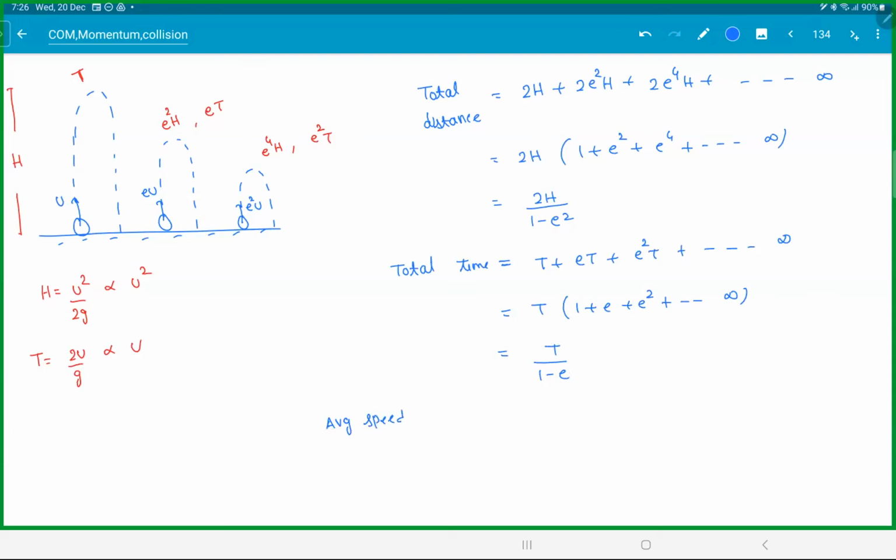So the average speed would be 2h times 1 minus e square by t by 1 minus e. That will be 2 into u square by 2g. This guy becomes 1 plus e, and this guy becomes 2u by g. U cancels off, you end up with u by 2 into 1 plus e. Check.